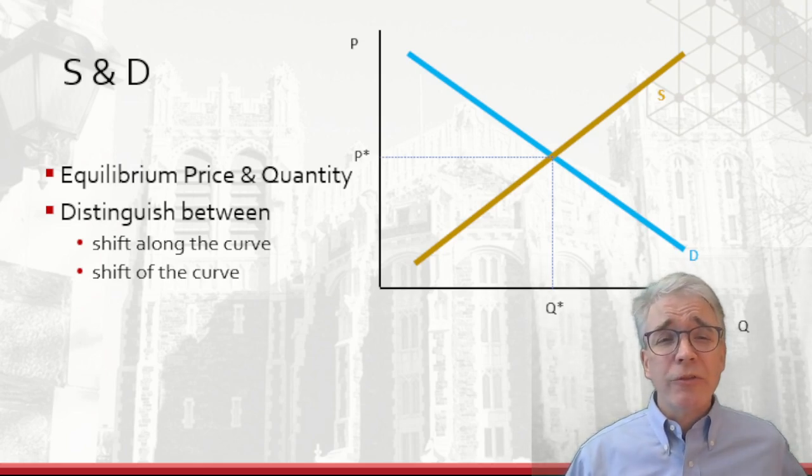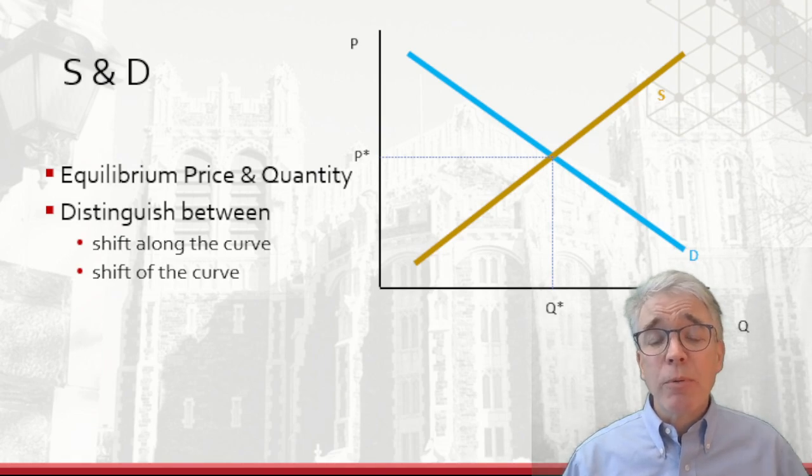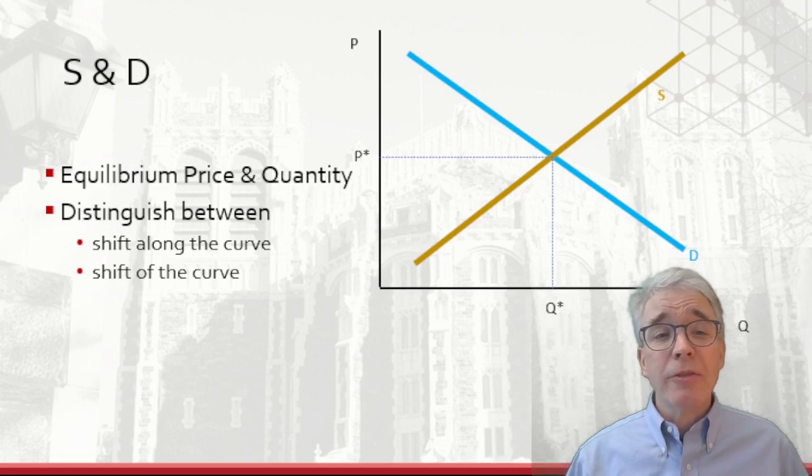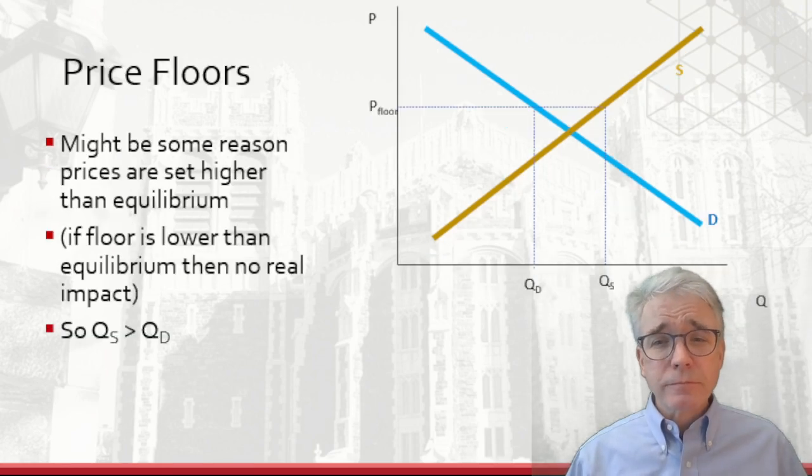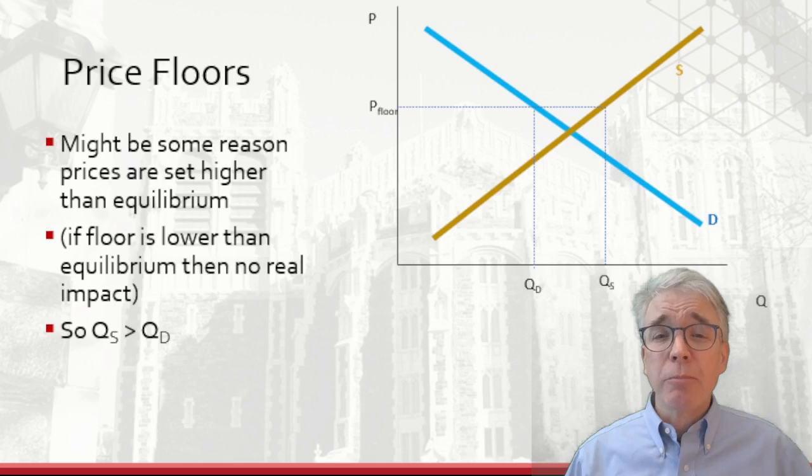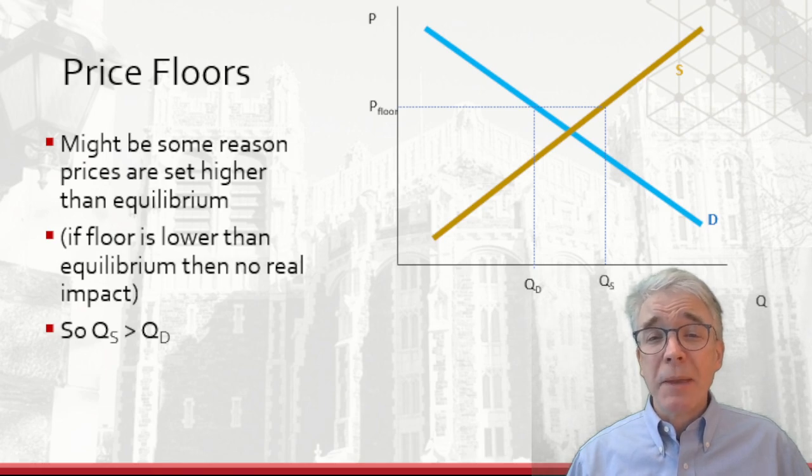The point where these two curves intersect is the equilibrium price and the equilibrium quantity. If the price were higher than P star, then the quantity supplied would be greater than the quantity demanded, right? Just read off those different curves there. Now, this sometimes happens if some policy sets a price floor that is above the market price. QS, the quantity supplied, would be larger than QD, the quantity demanded.